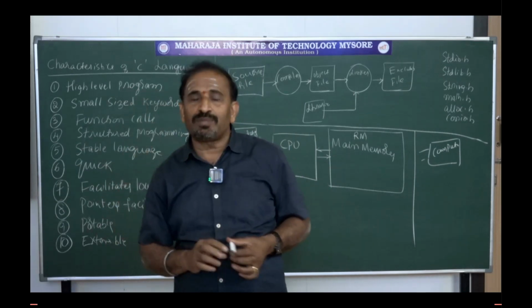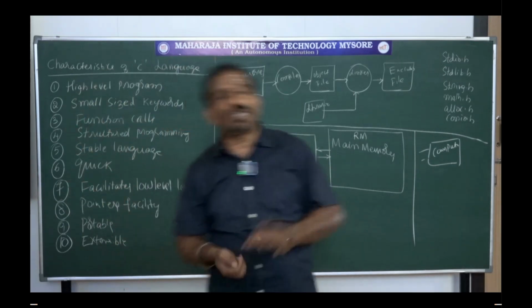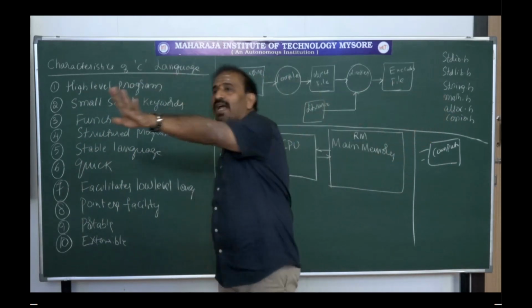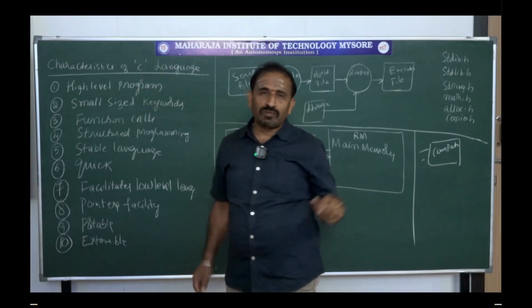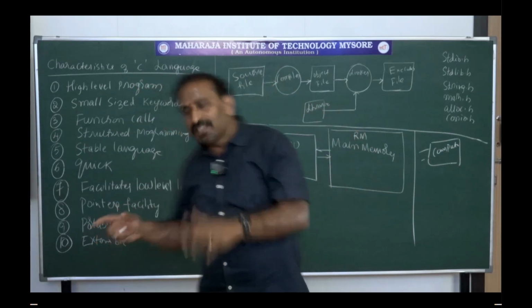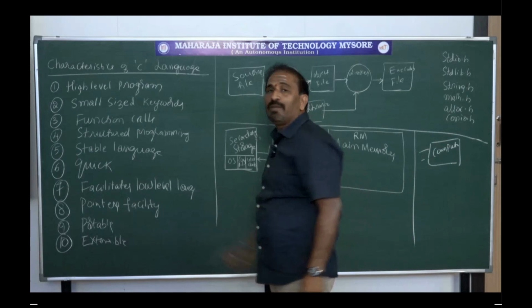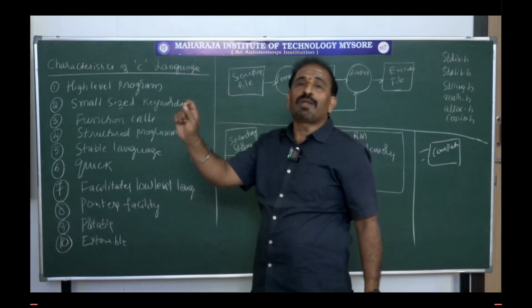In the computer system, there are two kinds of memory. One is called the permanent memory and the other is the main memory. Always the CPU refers to the main memory.